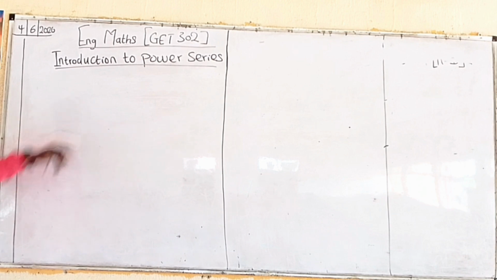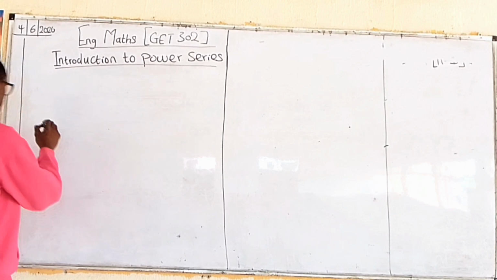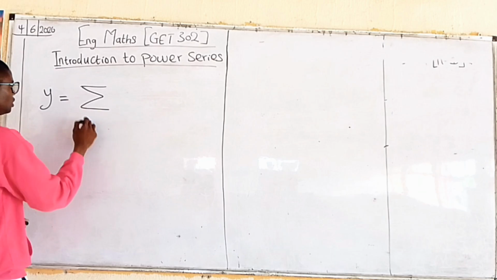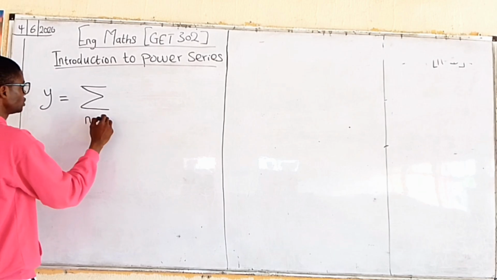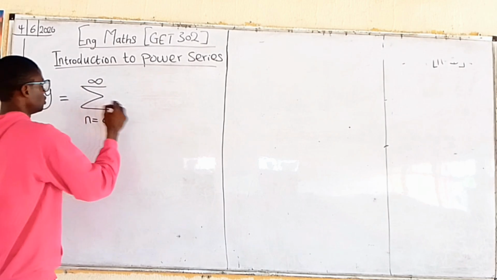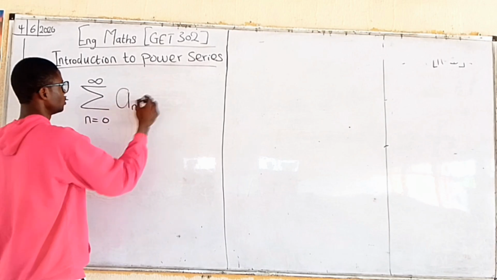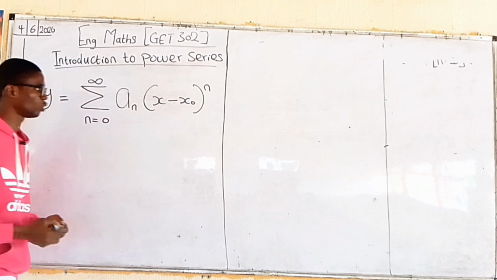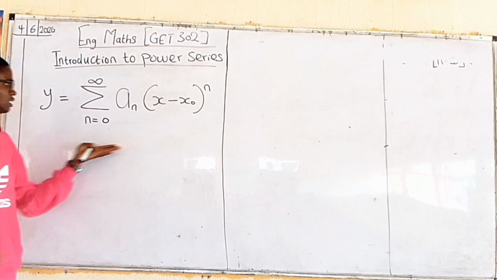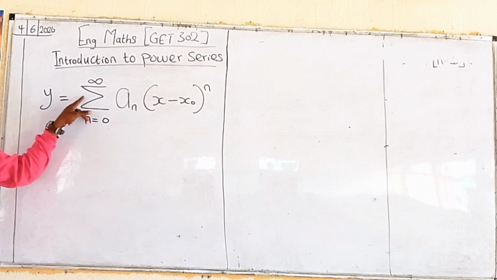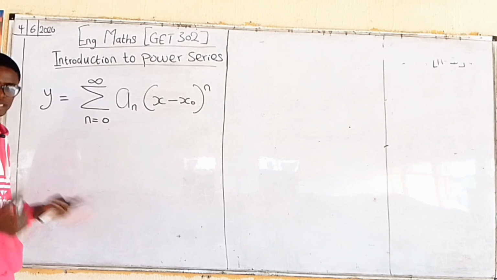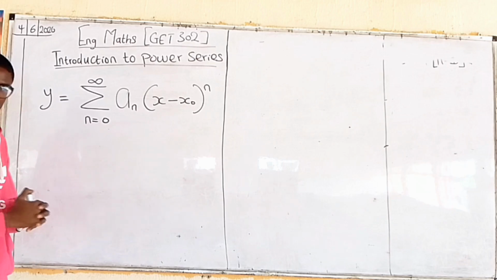So now, we say the general format for a power series is that y should be equal to sigma n starting from 0 to infinity a n times x minus x naught raised to power n, and this is what we stated in our last class, and we defined each variable. And I explained that this sigma is helping to condense the power series, which is in expanded form, right? Yes.